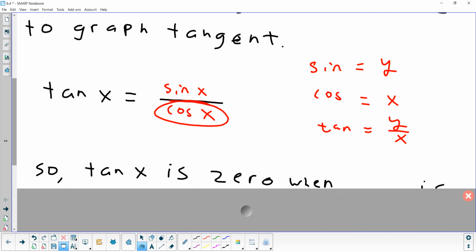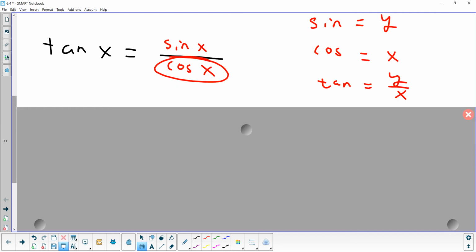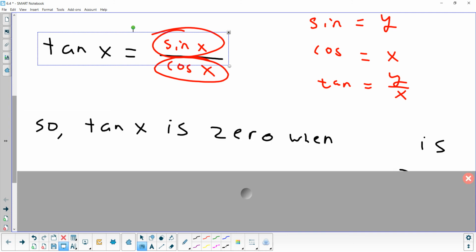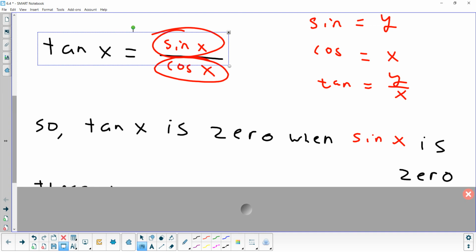So, let's think about when tangent would be 0 and when it would be undefined. So tangent would be 0 if you make the top 0. That's the only way that a fraction can ever be 0, and that's what Tyler said earlier. 0's in the top. Then, no matter what, you're going to get 0 as an answer. So the graph of tangent will be 0, or I could say the graph of tangent will cross the x-axis when the sine crosses the x-axis. So sine and tangent cross the x-axis at exactly the same spots.